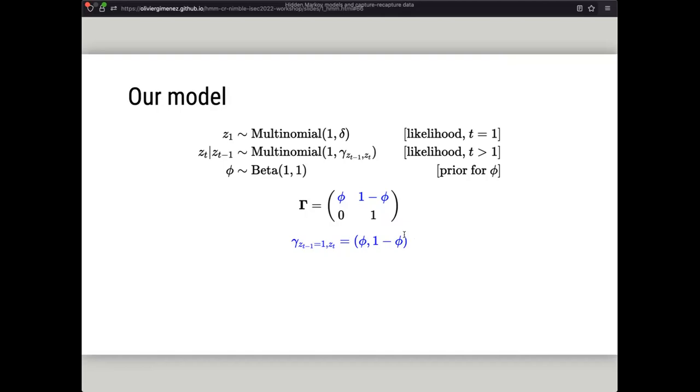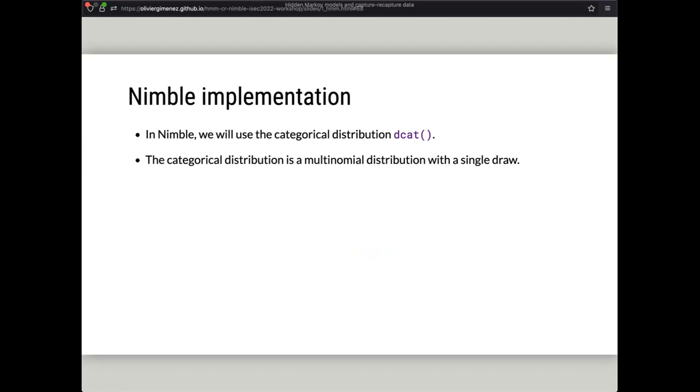And if you were dead at T minus one, then it's the second row of this matrix of transition probabilities, and you will be alive or dead with probabilities zero and one. There is no randomness here. You will be dead for sure at the next sampling occasion because you were dead at the previous one. That's what the second row is telling you. This multinomial distribution with a single trial is also called a categorical distribution. You can check out the Wikipedia page for it. In Nimble, it's coded dcat, with some vector of probabilities.